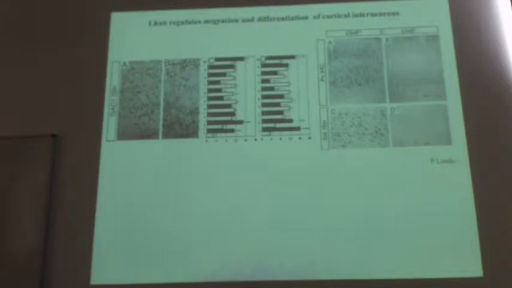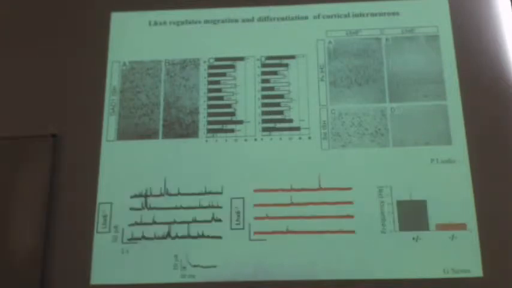As a further manifestation that there is a defect in the interneuronal network in the LHX6 knockout mice, we have seen that there is a decreased number of inhibitory currents in the LHX6 mutant mice, and we have shown this by performing patch clamp in granule cells of the dentate gyrus.